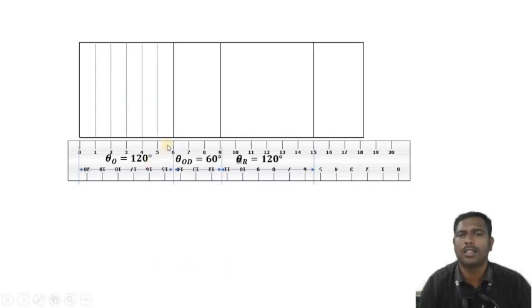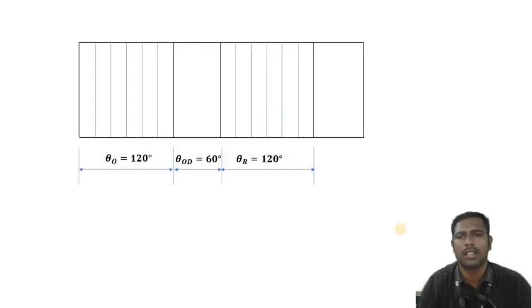Then the 120 degree is divided into 6 equal parts, that is, on this 6 centimeter each 1 centimeter line has to be drawn, and the outstroke dwell 60 degree. There is no need for partitioning this dwell condition, and this return stroke 120 degree is equally divided into 6 parts. After completing the division into 6 equal parts, we have to draw a semicircle at the stroke length for a simple harmonic motion.